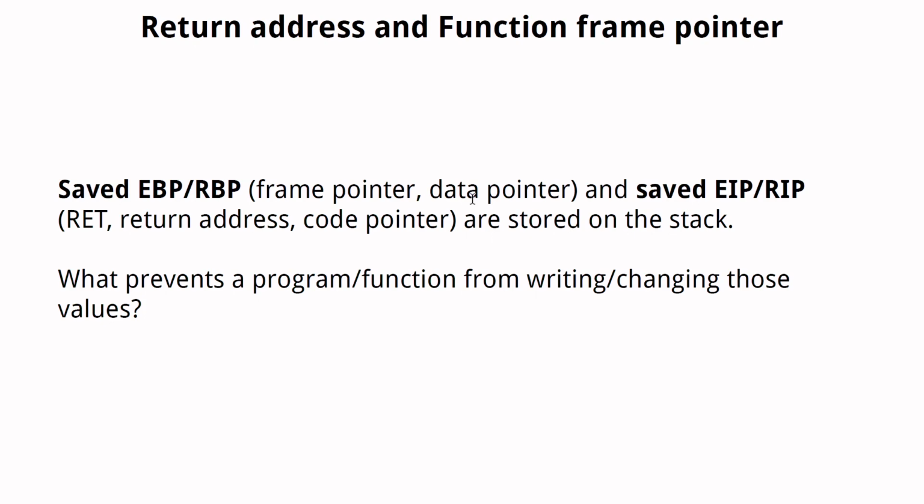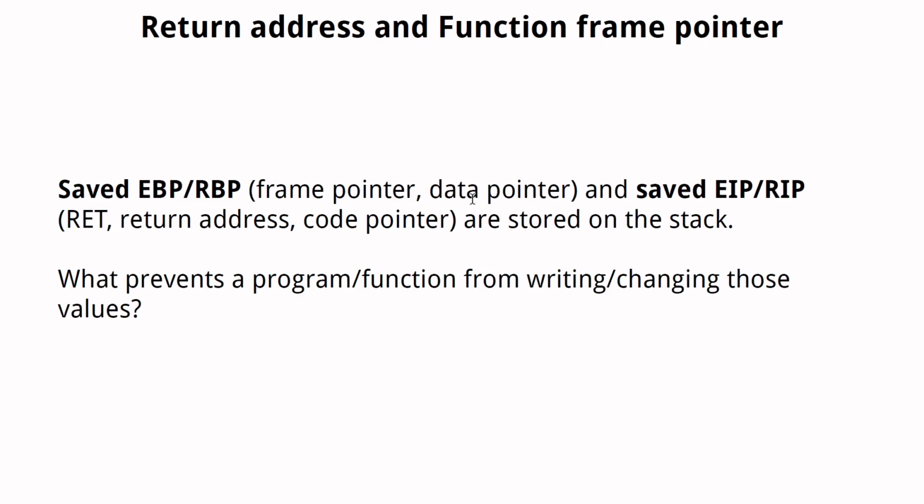On a function's stack frame, there is a lot of useful information. We save the old EBP, or the 64-bit version RBP, onto the stack, and that is usually called a frame pointer. The frame base itself is data, so that's a data pointer. However, we also save a return address there.